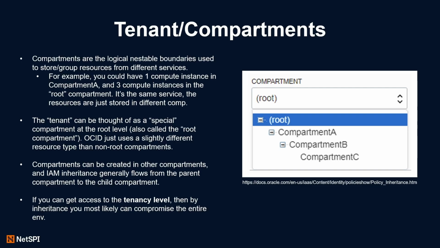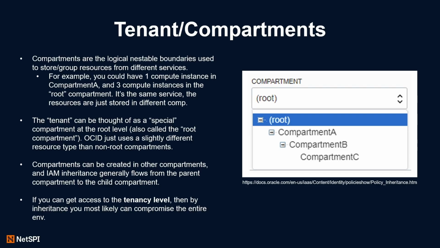The other big thing is that compartments can be created in other compartments, and IAM inheritance generally flows from the parent compartment to the child compartment. If we look at the picture on the right, you'll see you have your root compartment, and then compartment A, and then compartment B is in compartment A, and then compartment C is in compartment B, which is in compartment A. So you can nest all of these compartments. From an IAM perspective, if someone has permissions at the root compartment, or compartment A, let's say, those permissions will propagate downwards. So if I, Scott, can access all the compute instances in compartment A, then that will usually trickle down to me being able to access all the compute instances in compartment C.